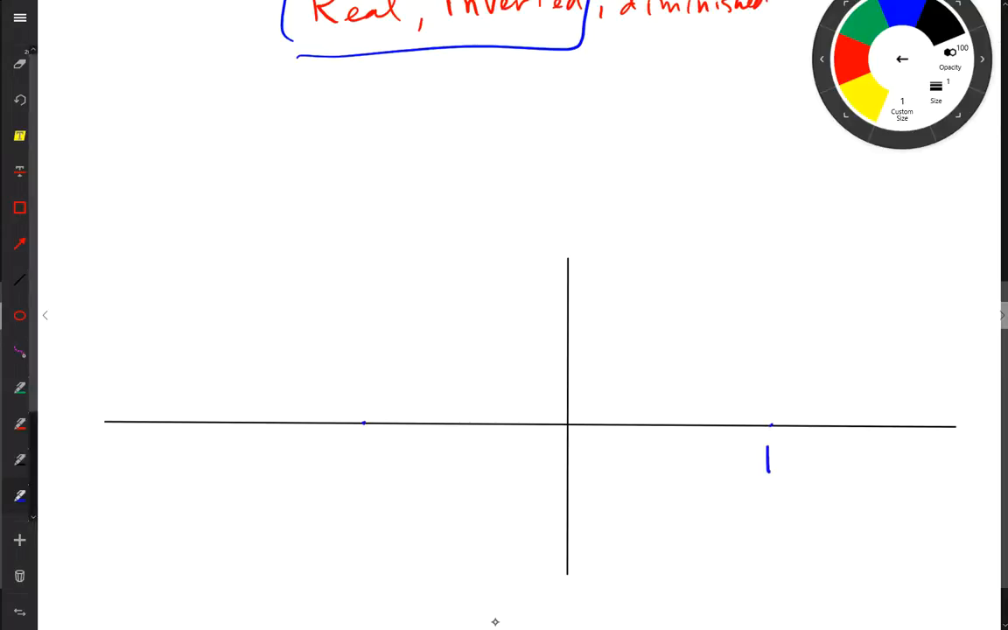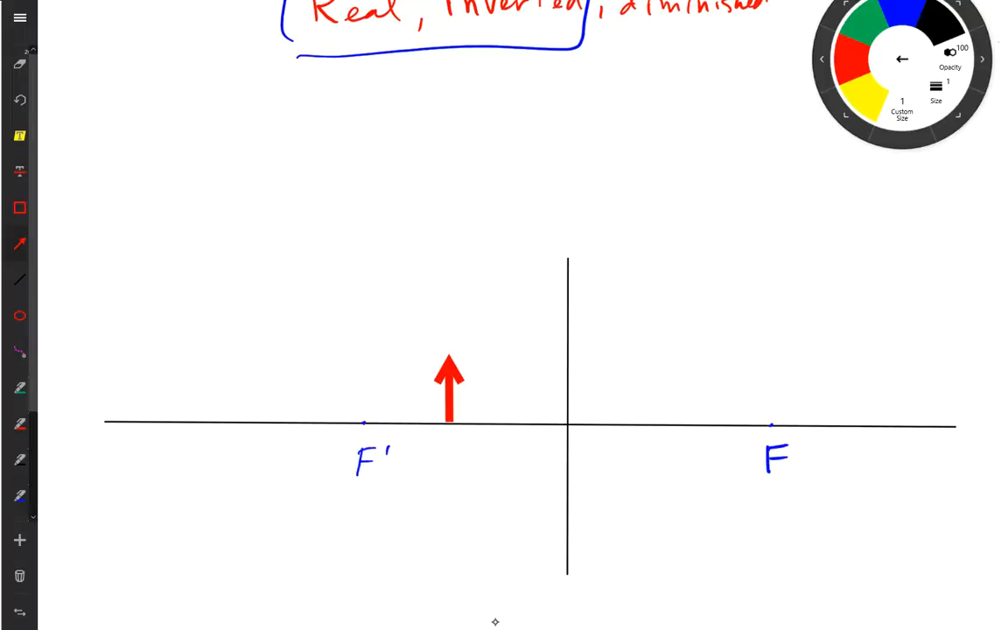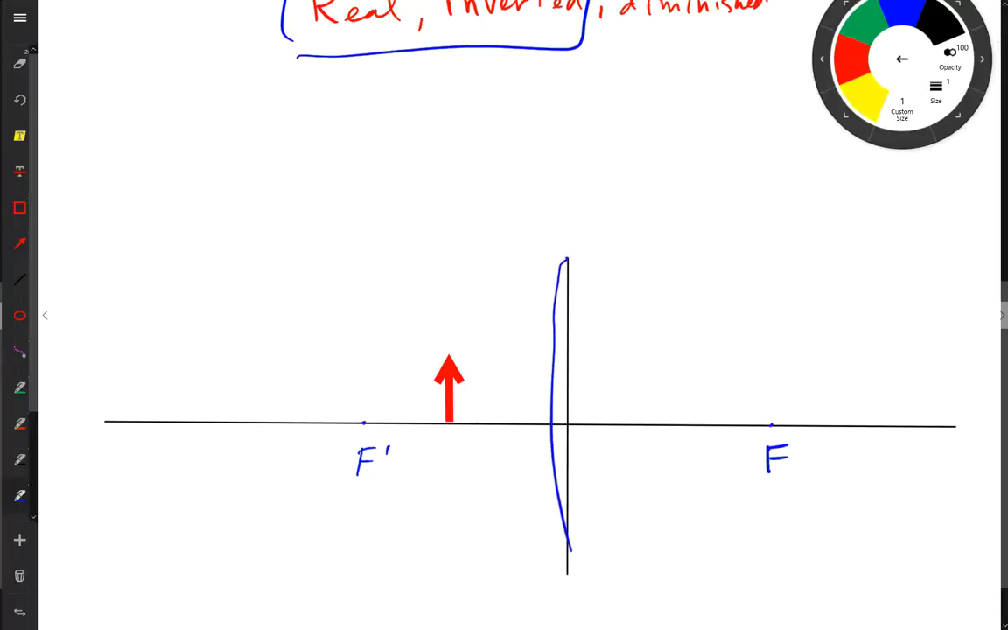And so this is going to be like that. And now I'm going to put my object between the focal point and the lens. This lens is not drawn in, but I'll make it again, another perfectly drawn biconvex lens. Let's go for the rays.